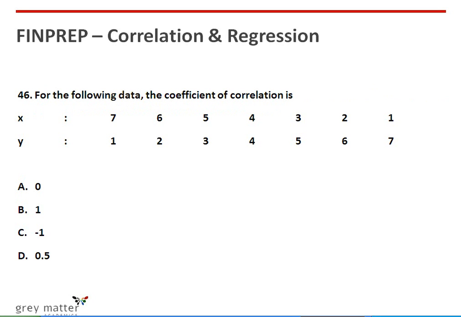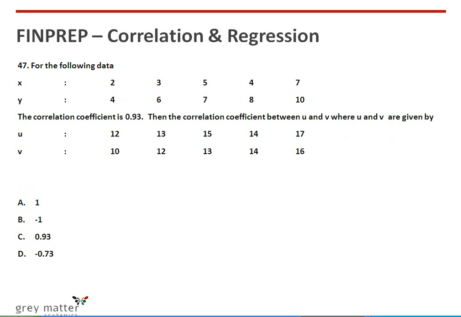46th question, for the following data, the coefficient of correlation needs to be computed. We see as x keeps decreasing, y is increasing. So the value of r is equal to minus 1, because as x decreases, y increases. So the correlation r will be equal to minus 1, or the answer is option C, which is equal to minus 1.